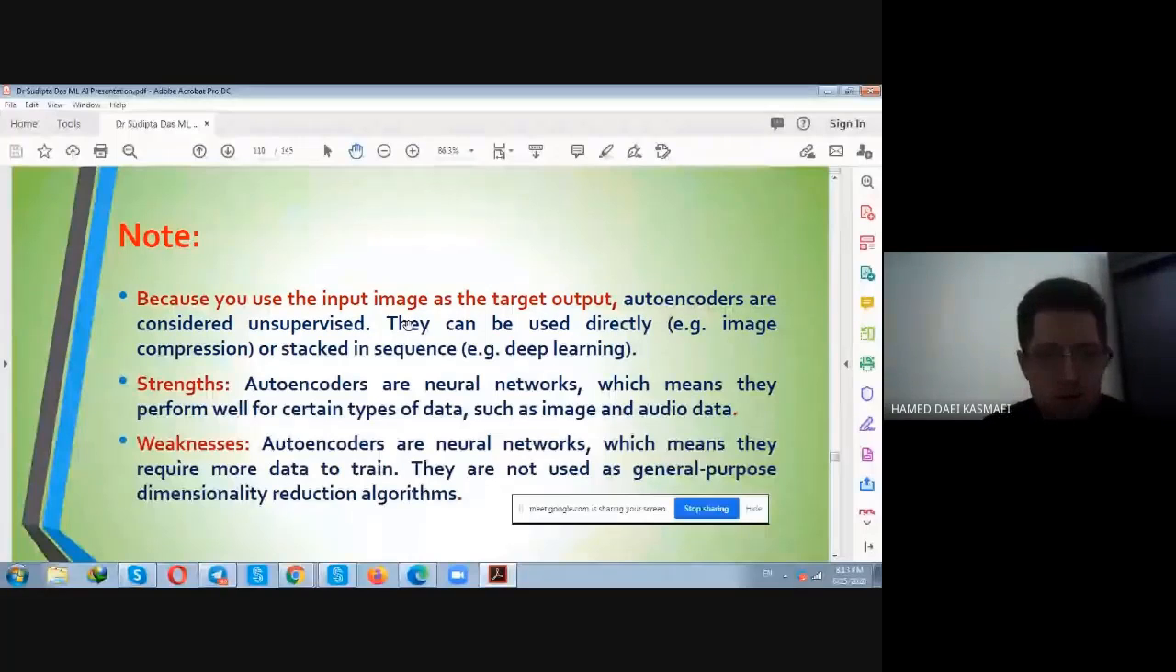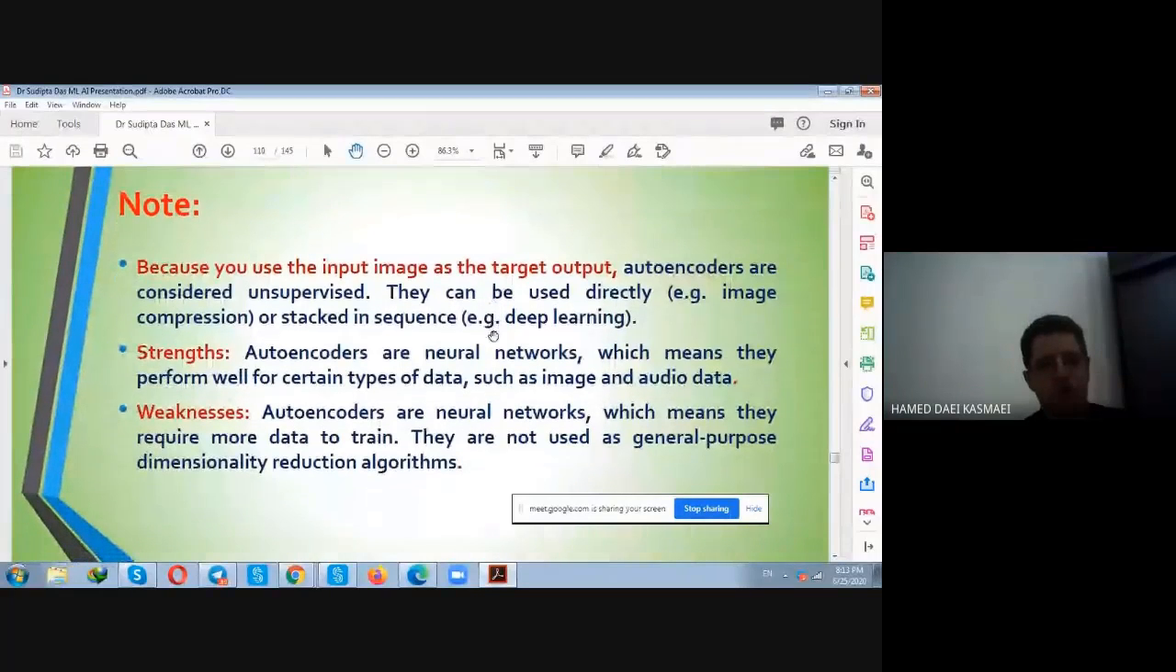And the strengths: they perform well for certain types of data, such as image data and audio data. And the weaknesses: they require more data to train. They are not used as general purpose dimensionality reduction algorithms. So this part does not hold for them. That is the weakness of this part of autoencoders. Okay, this class of autoencoders as networks.